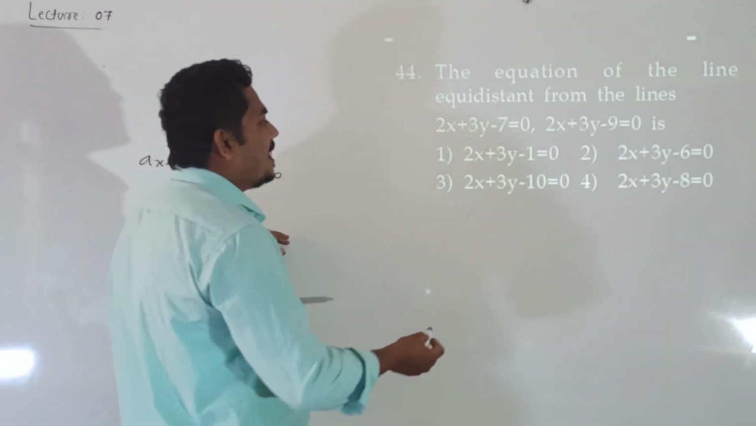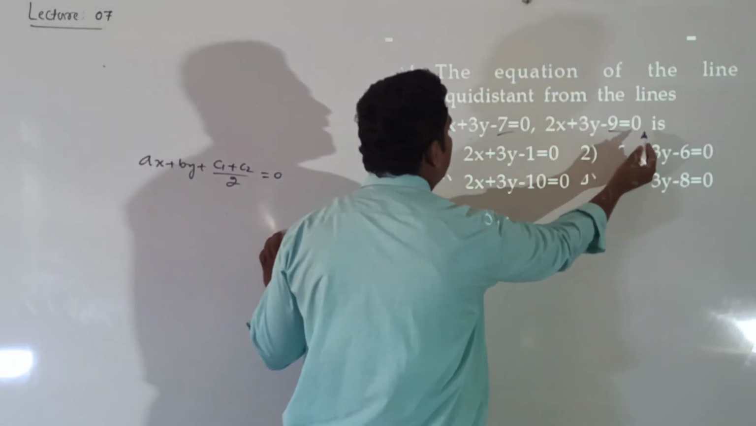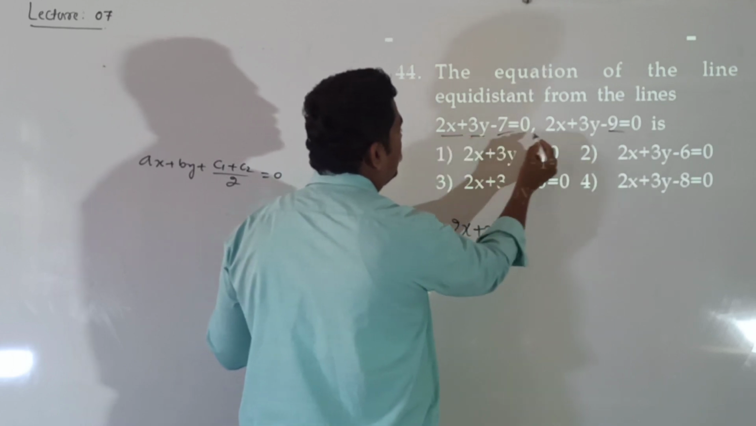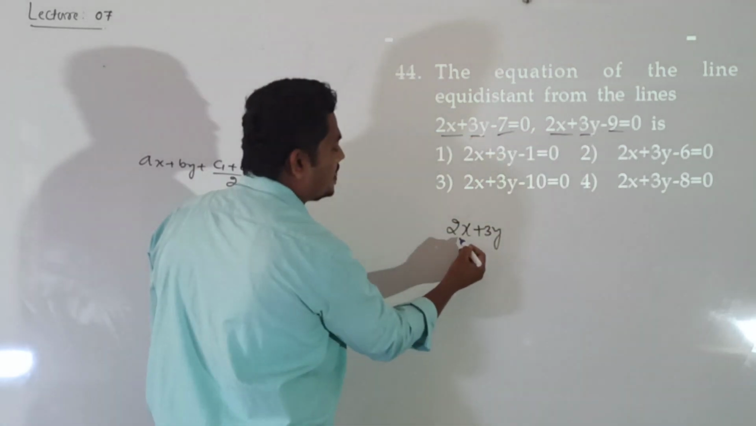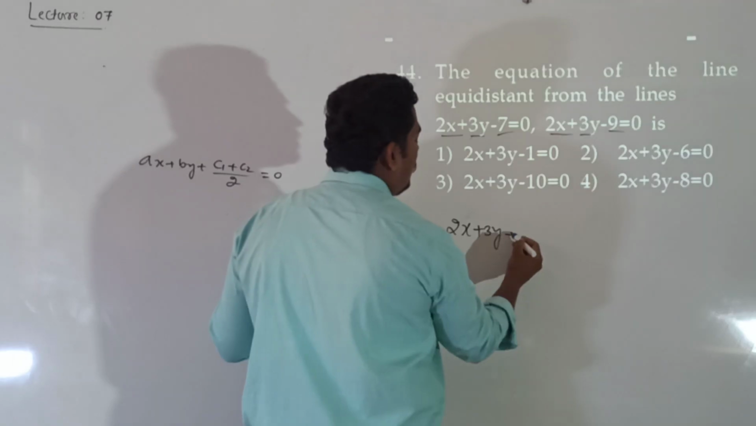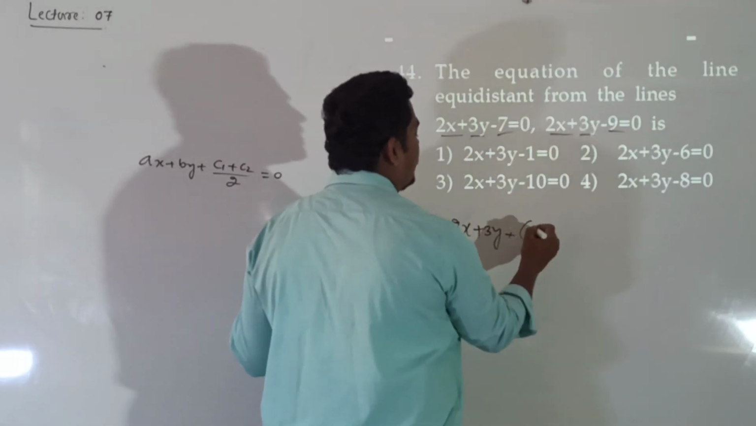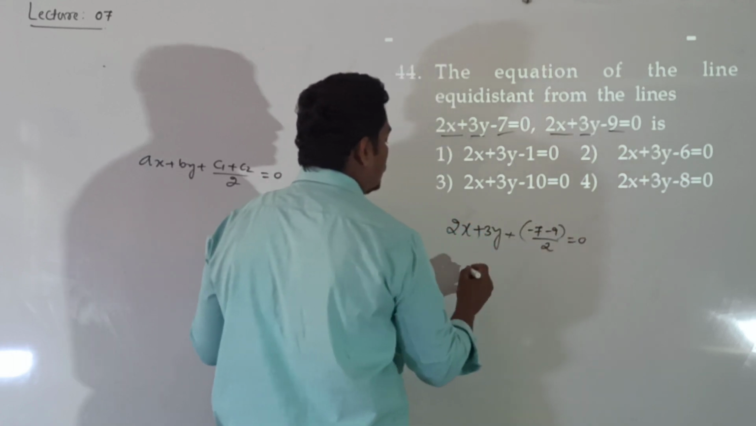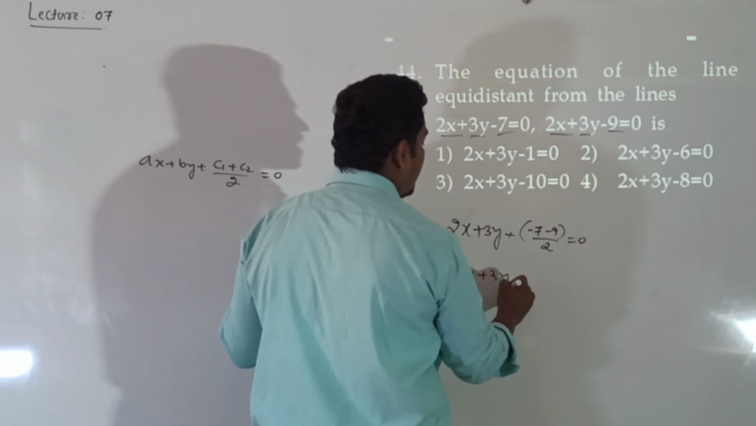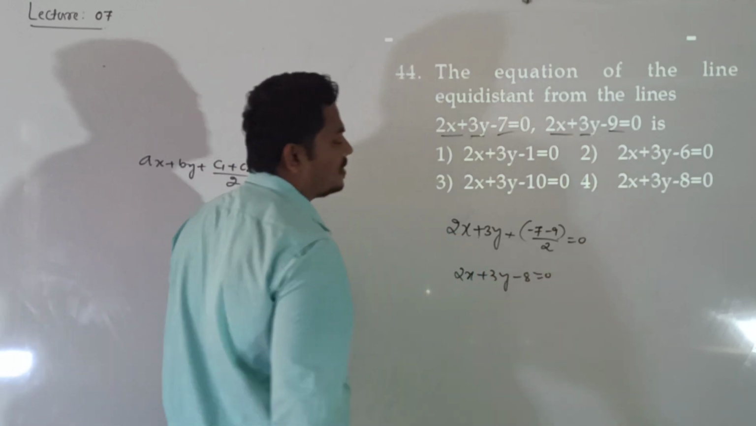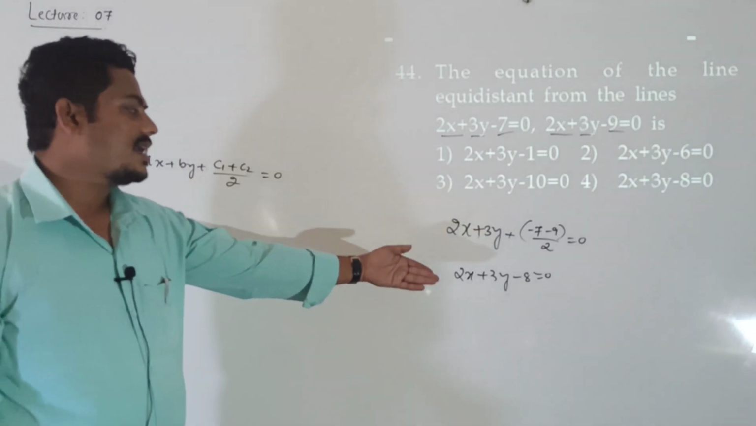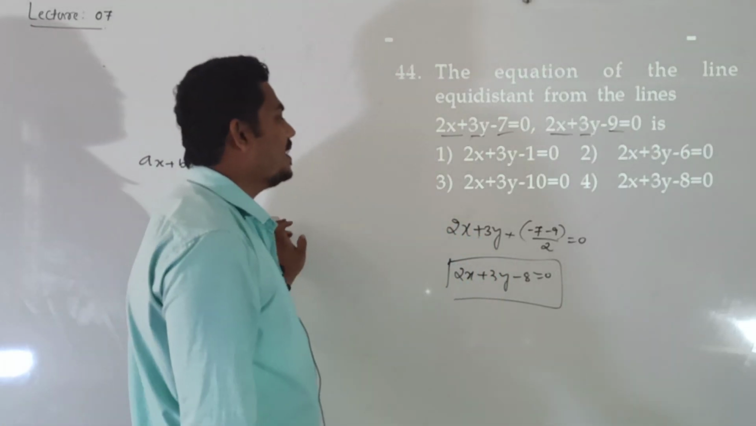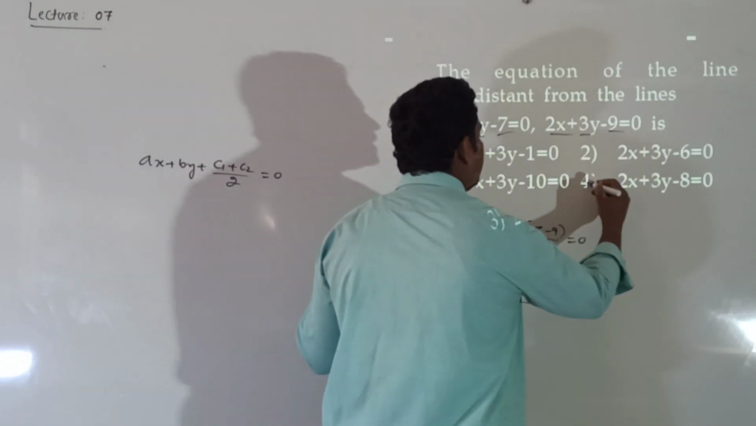Equation of a line which is parallel to the given two lines and lying midway between, then what is the required equation? It is c1 and it is c2. Our required equation is 2x + 3y + (c1 + c2)/2, that is 2x + 3y + (-7 - 9)/2 = 0. Then we get 2x + 3y - 8 = 0, since 16 divided by 2 is 8. This is our required equation, 2x + 3y - 8 = 0. That is the fourth option.